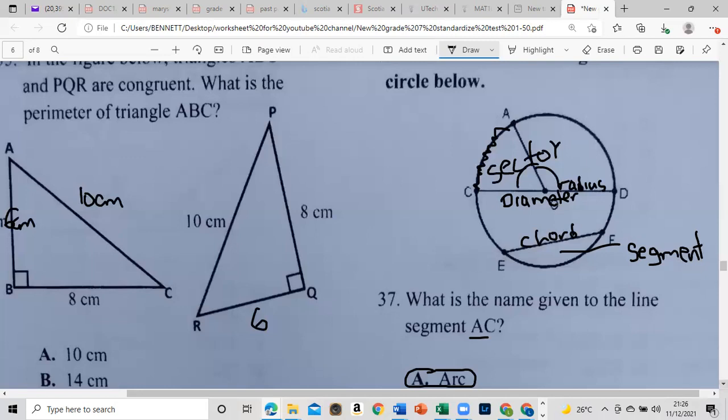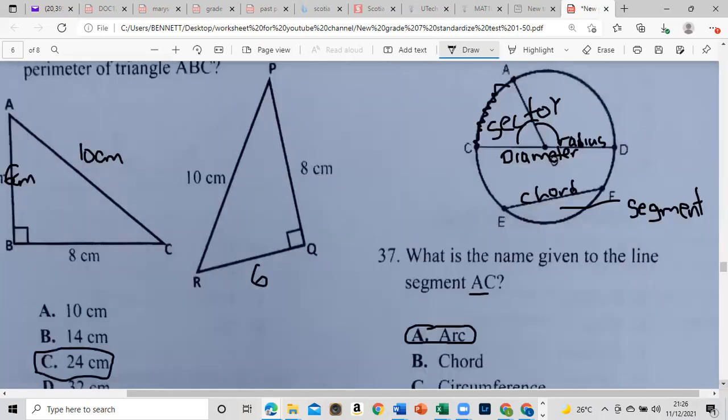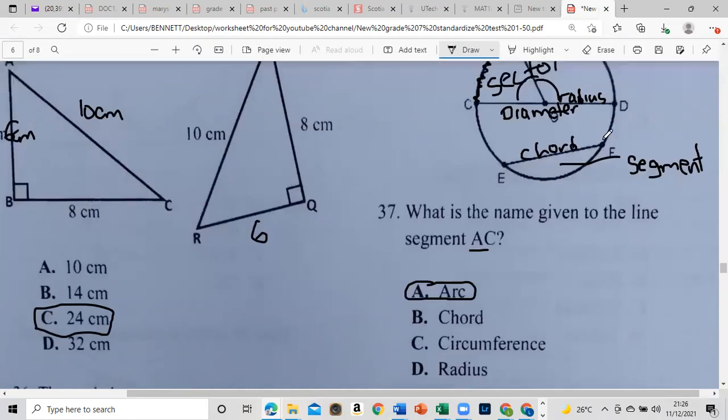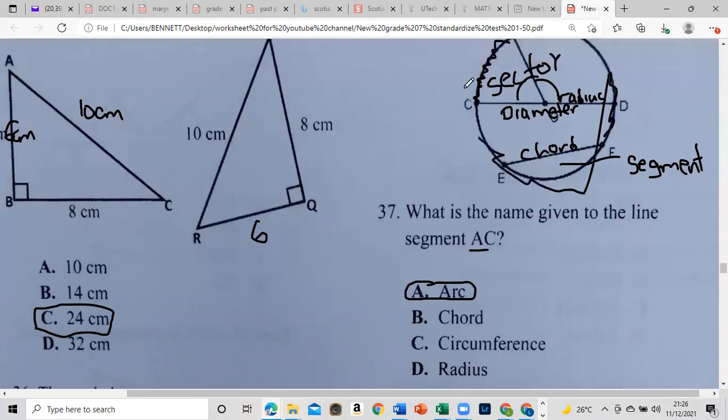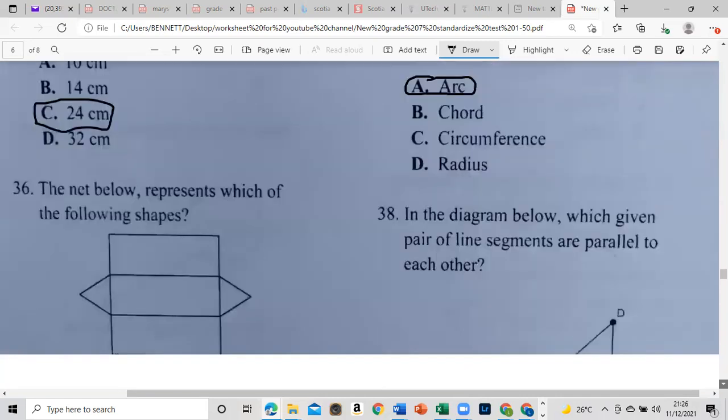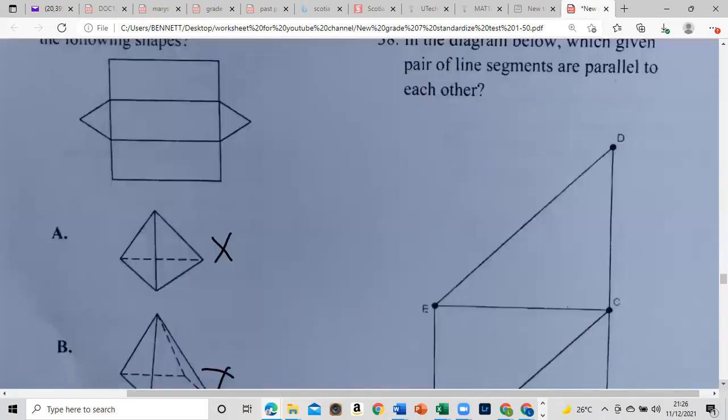Because we don't know what they're going to bring in the exam, we have to prepare students as much as possible. And as I see the word circumference, circumference is the entire length, right round, right? That is the circumference. And the arc is a fraction of the circumference. Let's move on to 38.